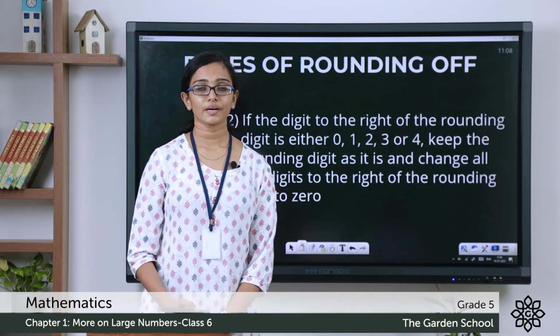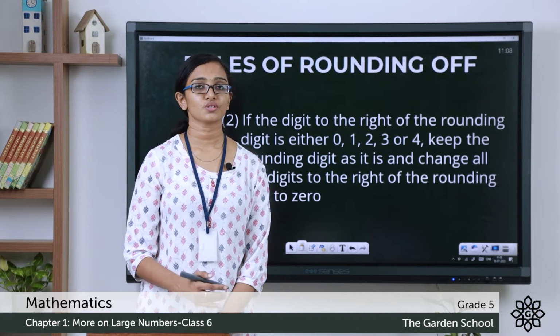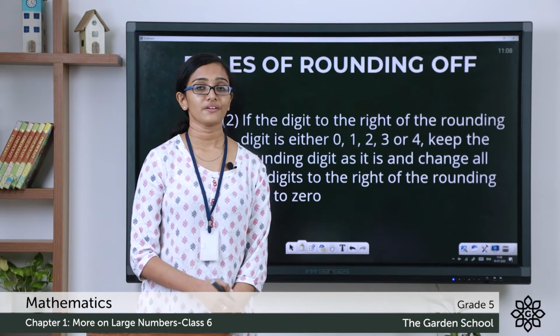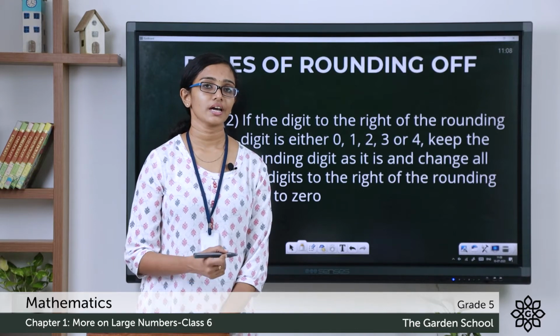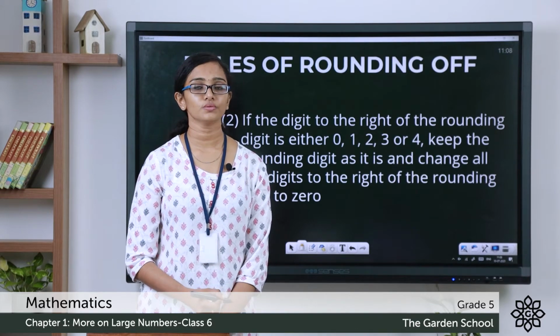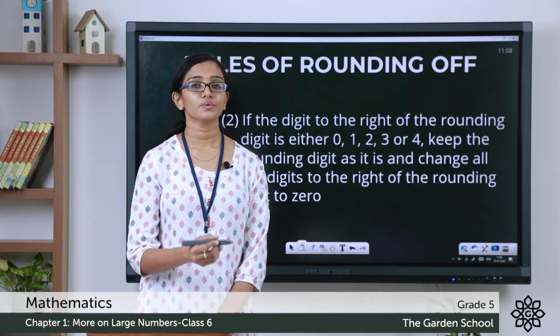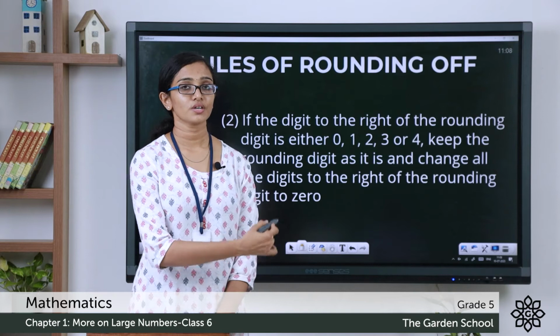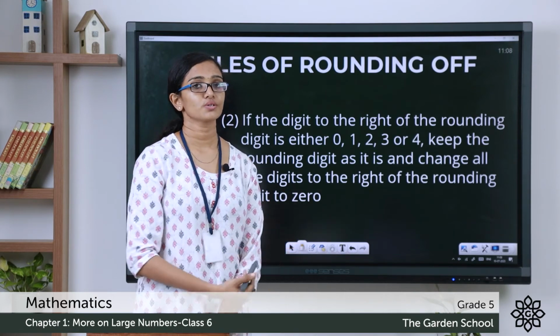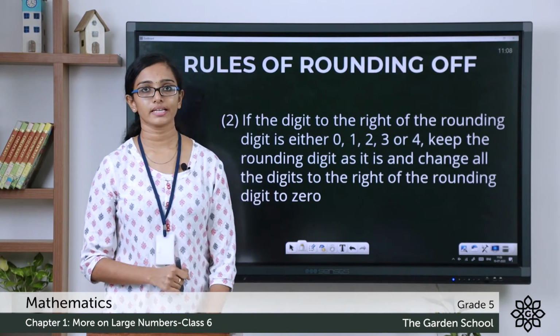Now, the next step is to check the digit to the right of the rounding digit. If this digit is less than 5, that is, if it is either 0, 1, 2, 3 or 4, we have to keep the rounding digit as it is and change all the digits to the right of the rounding digit to zeros. Let's see one example now.